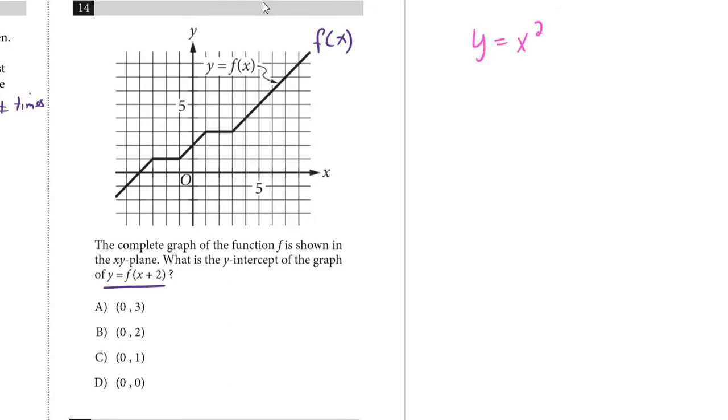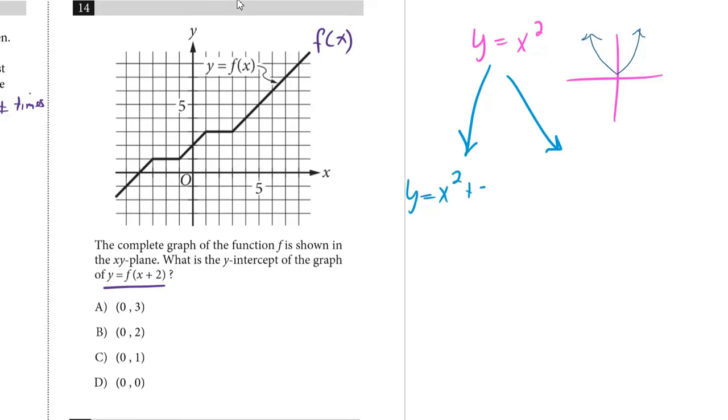Let's say we had y equals x squared, which is a nice parabola centered at the origin. If you add to the outside of that, so let's say we had y equals x squared plus some number, that's the opposite of adding to the inside, which would be like x plus 3 squared. If you add to the outside, that's a vertical shift, and vertical shifts are normal. In other words, positive is up and negative is down. So this would be up 3.